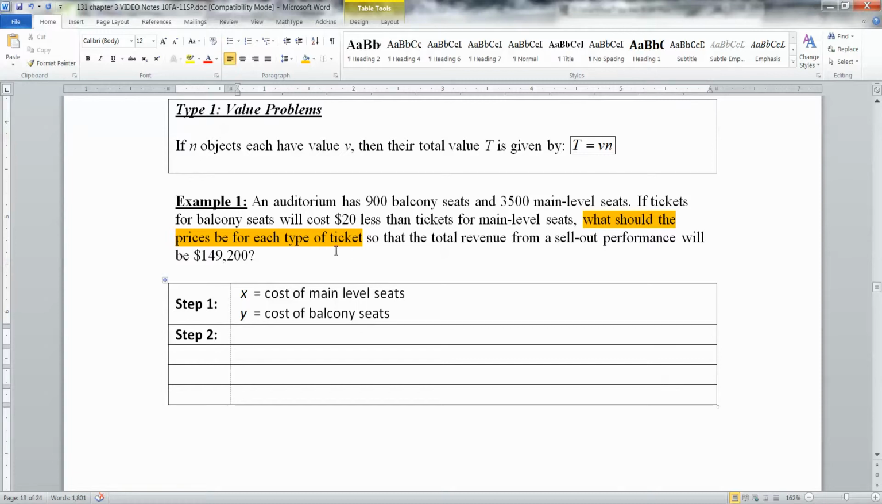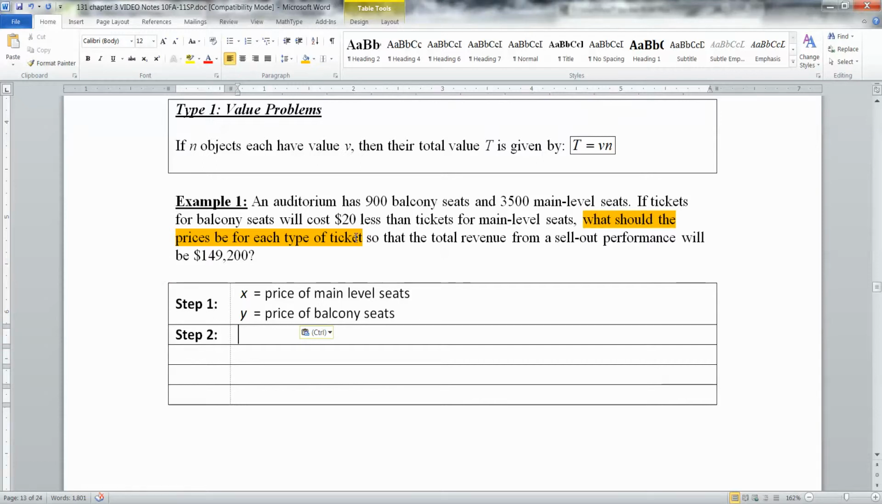Okay, so there's two things going on here. You've got the money, right? How much they're costing. How much will the prices be? So this is the price or cost of each one. So there's that aspect to it. And then there's this other aspect of how many of each kind of seat there are, right? So that's going to help us as well.